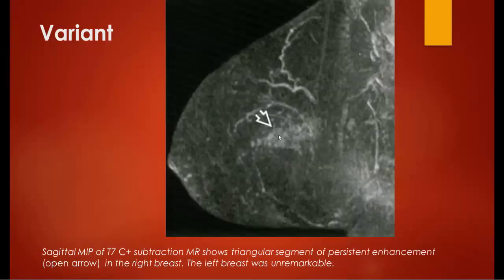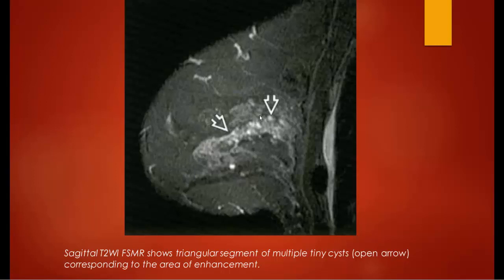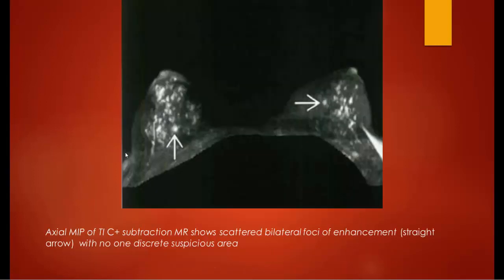Triangular area of enhancement, persistent enhancement, T1 with contrast. A triangular segment of multiple tiny cysts in T2 corresponding to the area of enhancement, fibrocystic change. Axial MIP shows scattered bilateral foci of enhancement, no suspicious area.